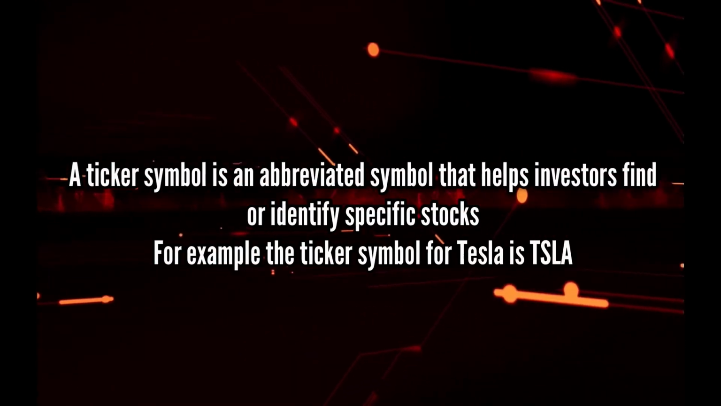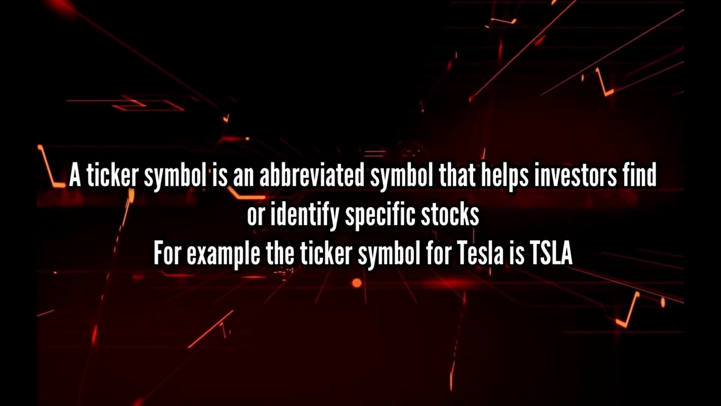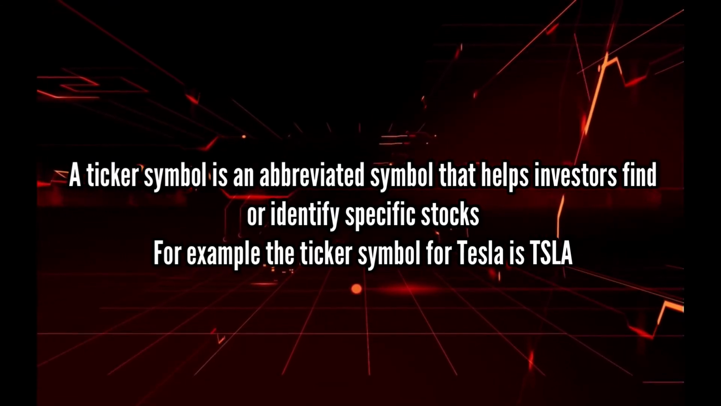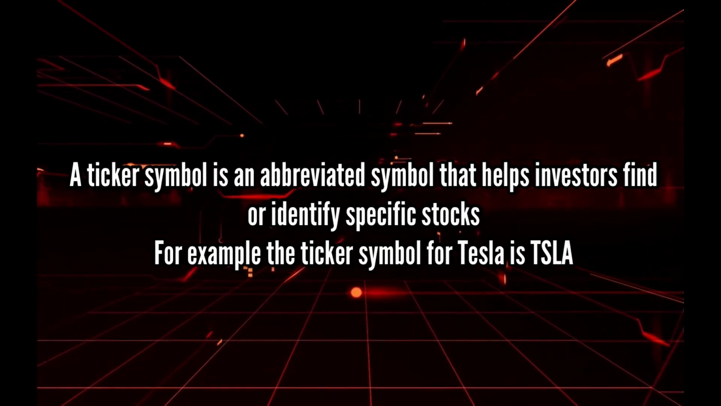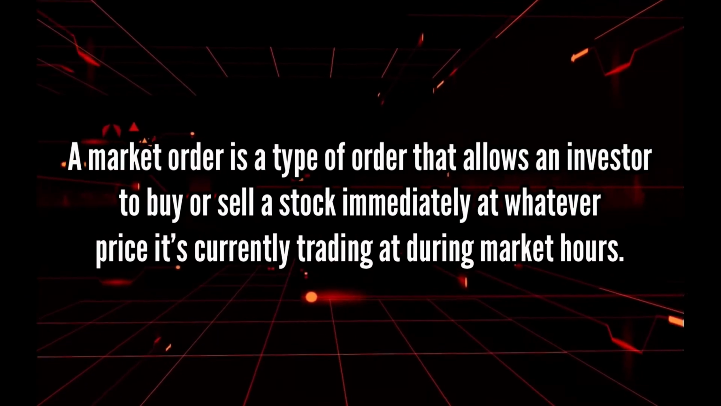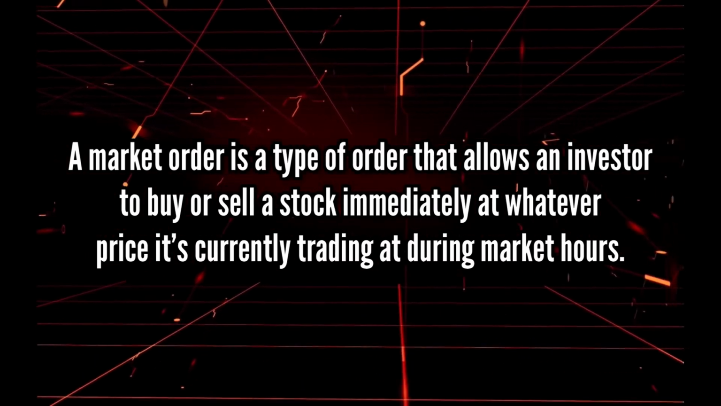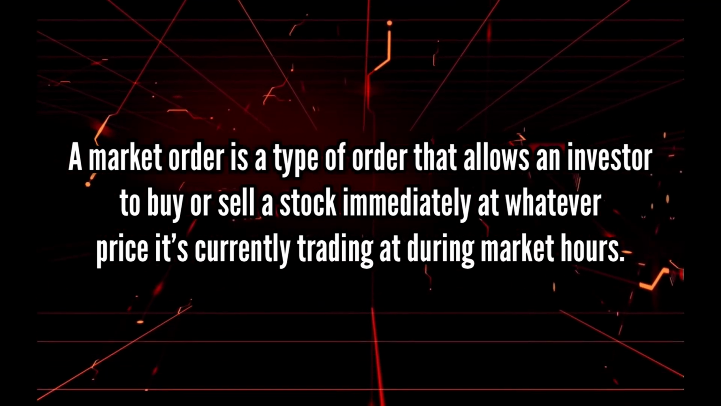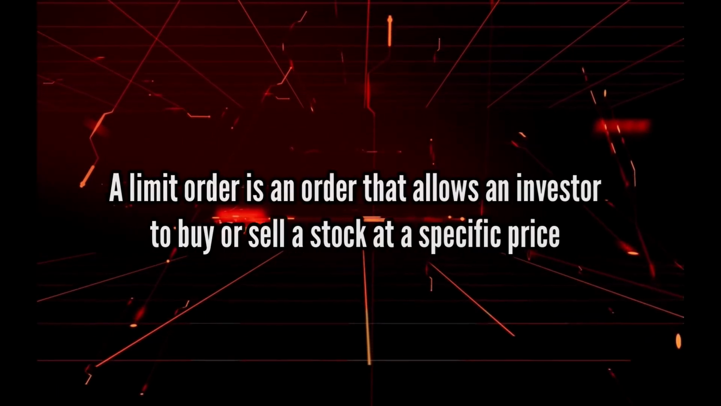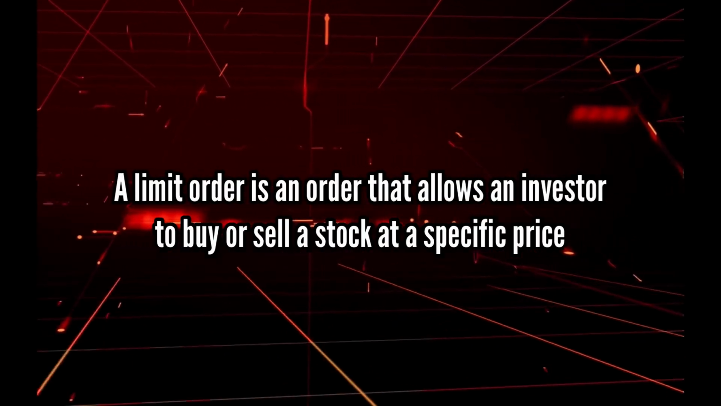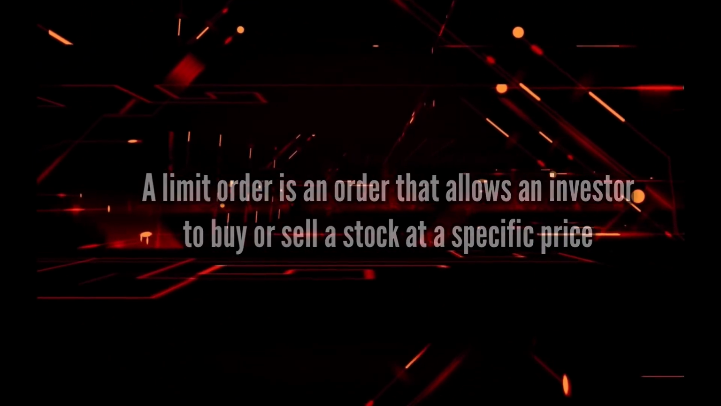A ticker symbol is an abbreviated symbol that helps investors find or identify specific stocks. For example, the ticker symbol for Tesla is TSLA. A market order is a type of order that allows an investor to buy or sell a stock immediately at whatever price it is currently trading at during market hours. A limit order is an order that allows an investor to buy or sell a stock at a specific price.